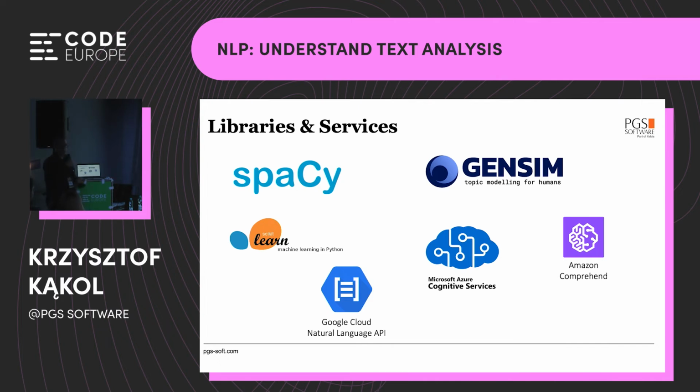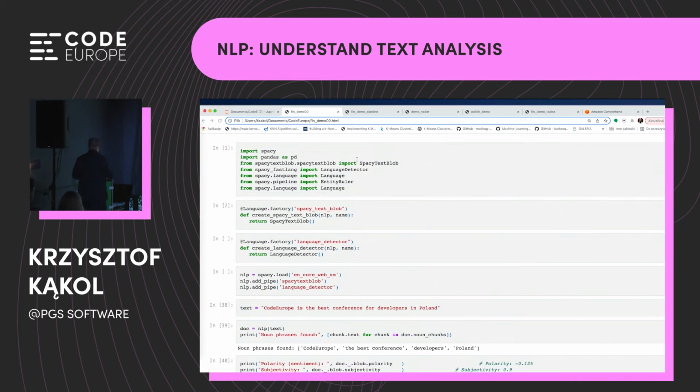You have, of course, scikit-learn, which is a basic tool for every machine learning developer. And you have these cloud services: Google Cloud Natural Language API, Azure Cognitive Services, and Amazon Comprehend. You can use all of them. But I will show you now, if I can, an example. I will show you how to do it in real code.